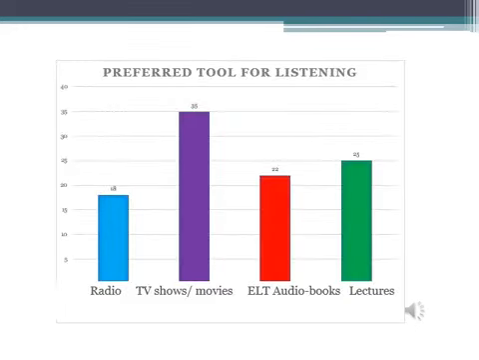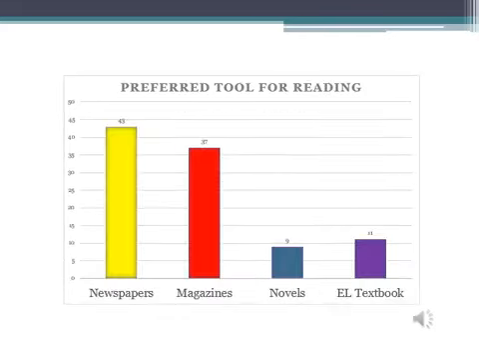The preferred tool for listening, TV shows and movies were most popular, at 35%, and the radio was least popular at 18%. The preferred tools for reading, newspapers and magazines were most popular, and novels and textbooks were the least popular.